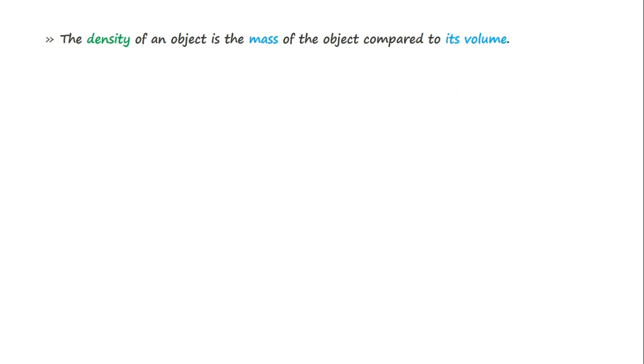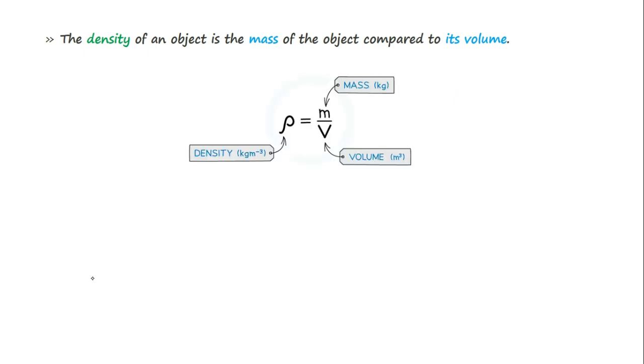Mathematically, we can say that the density of an object is the mass per unit volume of the substance. And density is represented by this symbol that is sometimes known as rho. And it equals mass per unit volume.